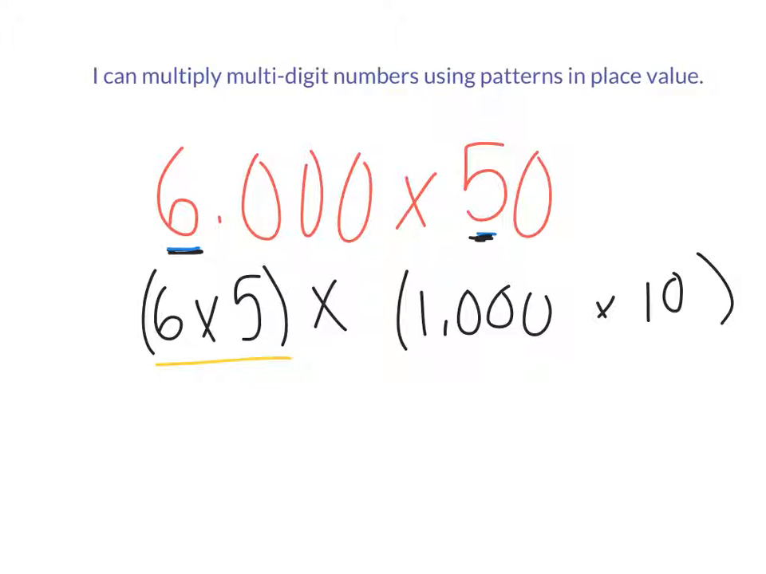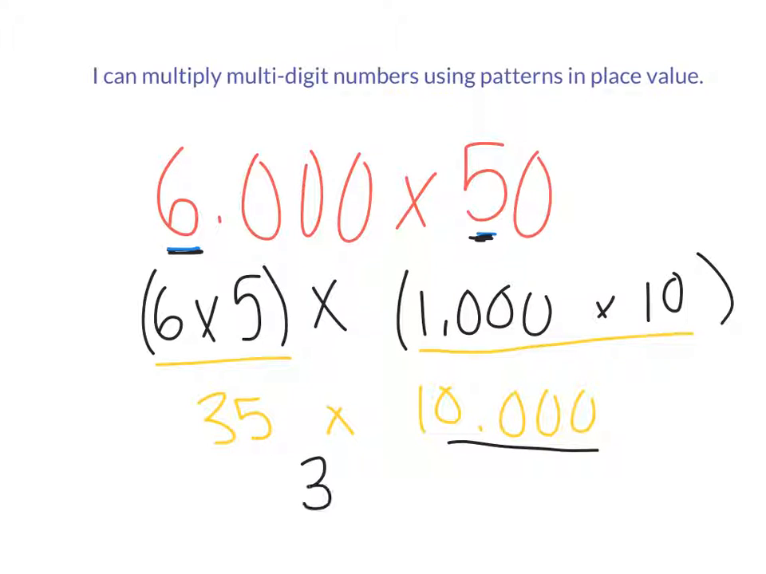6 times 5, I know that's 30, times 1,000 times 10, which is 10,000, because I just slide another 0 in there. And then it actually gets pretty easy. 30 times 10,000. I should have 4 zeros at the end. 300,000.